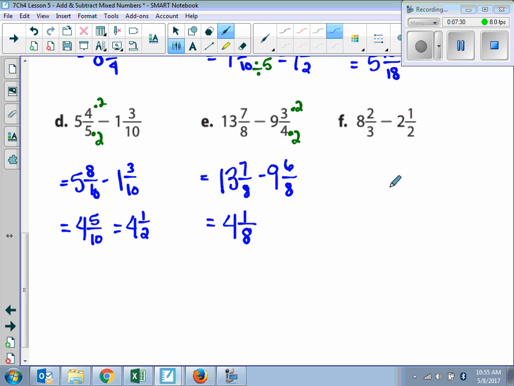Good. How about letter F? The common denominator is 6, so we're going to multiply times 2 here and 2 there, and over here we're going to multiply times 3 and 3. When I rewrite, we end up with 8 and 4/6 minus 2 and 3/6. Here we're going to subtract the whole number parts: 8 minus 2 is 6, and 4/6 minus 3/6 is 1/6.